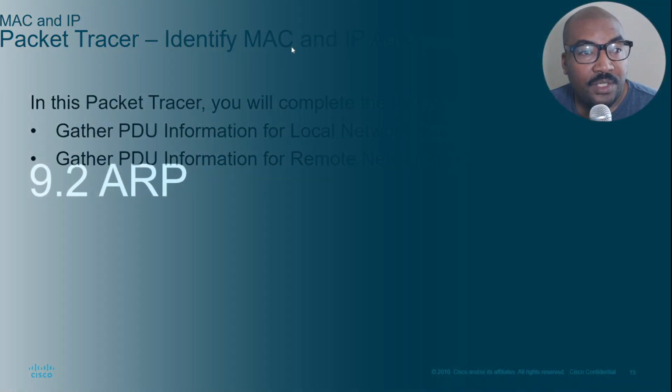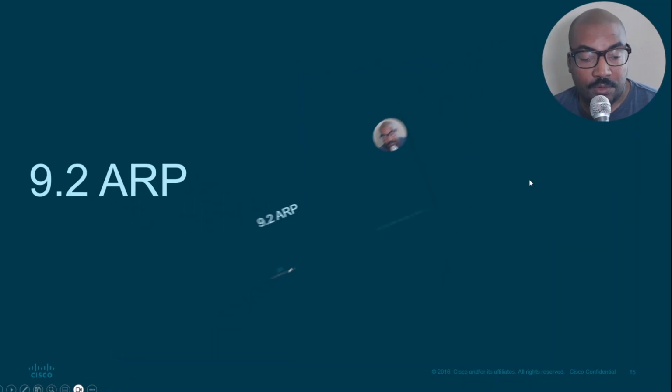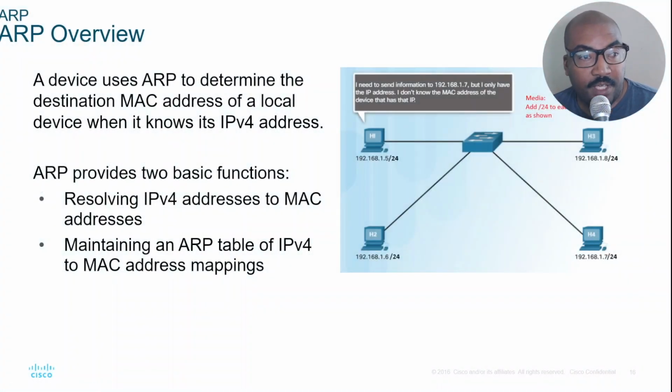All right, we're going to move on here. Let's take a look at ARP. A device uses ARP, or Address Resolution Protocol, to determine the destination MAC address of a local device when it knows its IP version 4 address. ARP provides two basic functions: resolving IP version 4 addresses to MAC addresses, and maintaining an ARP table of IP version 4 to MAC address mappings.